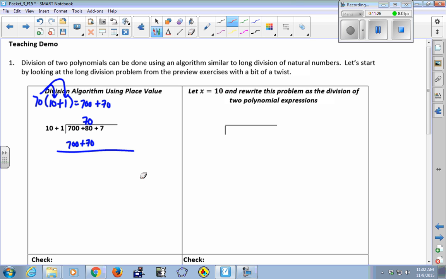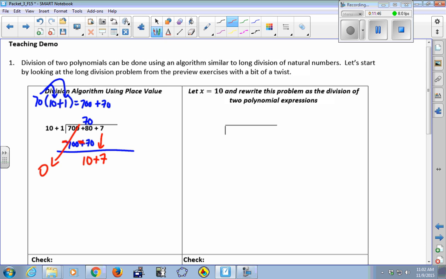So to subtract it, since I have two pieces, I have to subtract both of them. I change the sign of both terms. 700 minus 700 is 0. And now I get 80, take away 70 is 10. And now I bring down my last place value here, which is 7 ones.